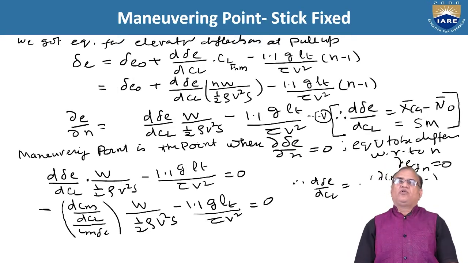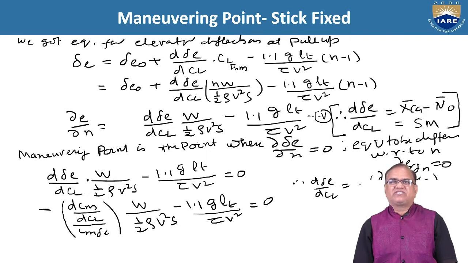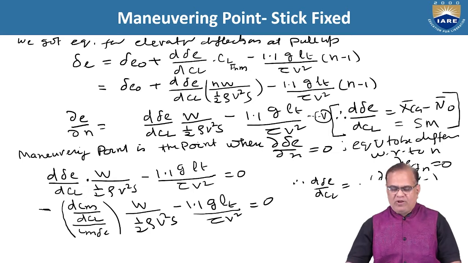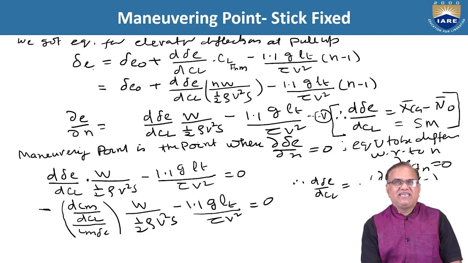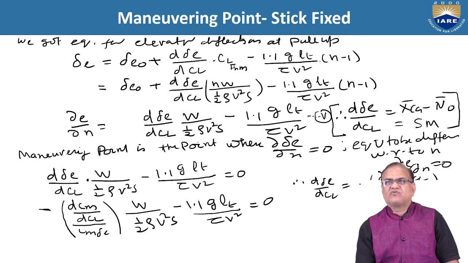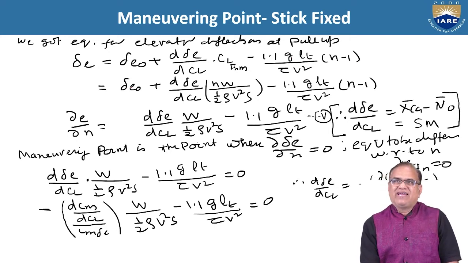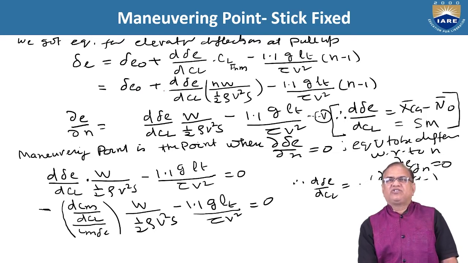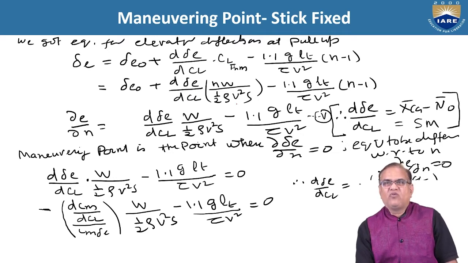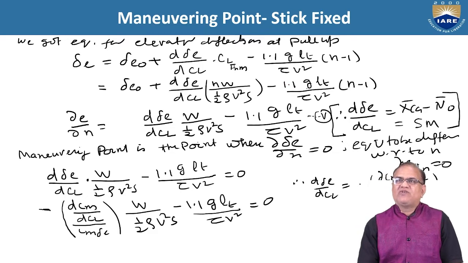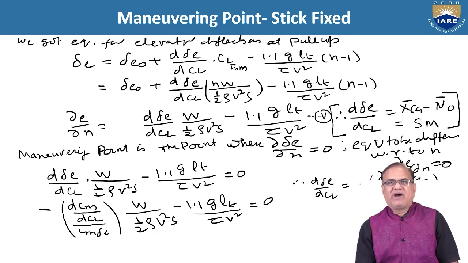Now we have to discuss the maneuvering point stick fixed. We got the equation for elevator deflection at pull up, and we have seen that delta E is equal to delta E naught plus d delta E by d CL into CL trim minus 1.1 G LT by tau V square and N minus 1. We can do some simplification. So delta E naught plus d delta E by d CL, in CL trim we put NW by half rho V square S, minus 1.1 G LT by tau V square and N minus 1.